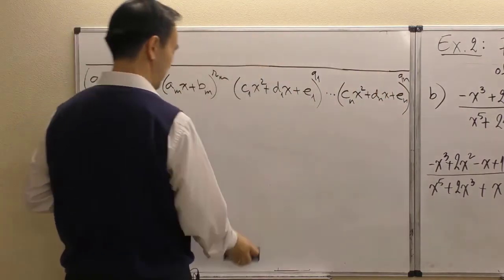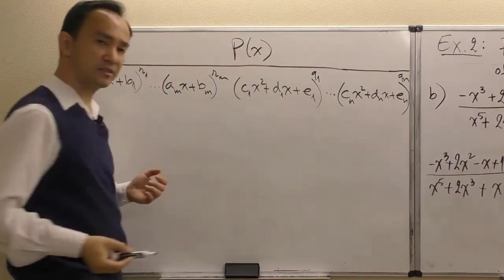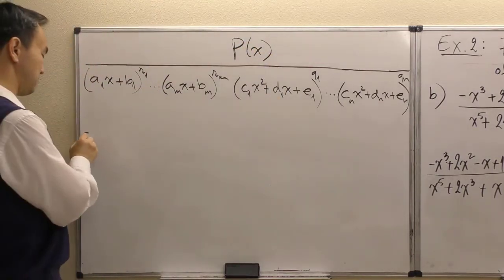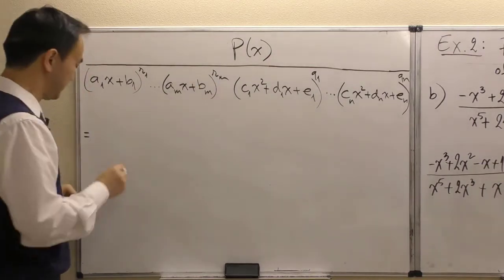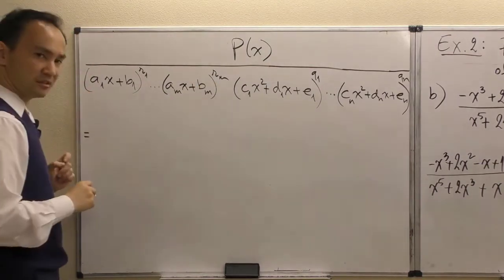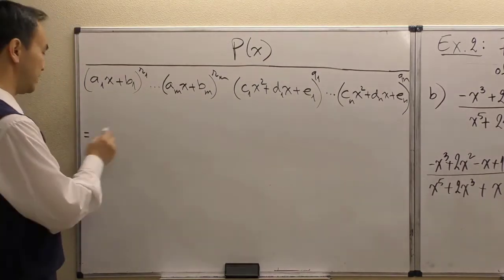And of course, again, what we have here is just one polynomial, whatever that is, in the numerator. And so now we have to take care of all of the linear factors with the repeats first.